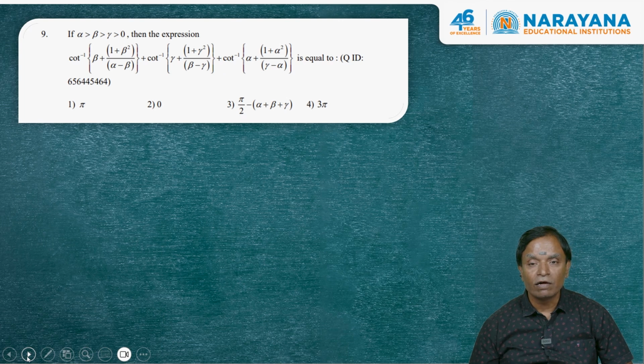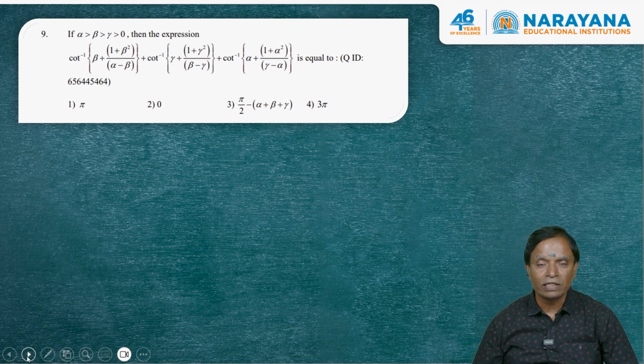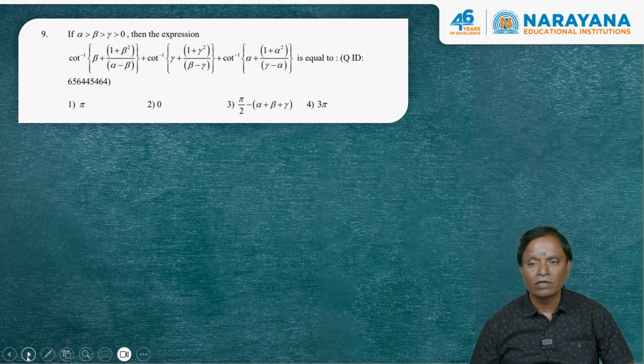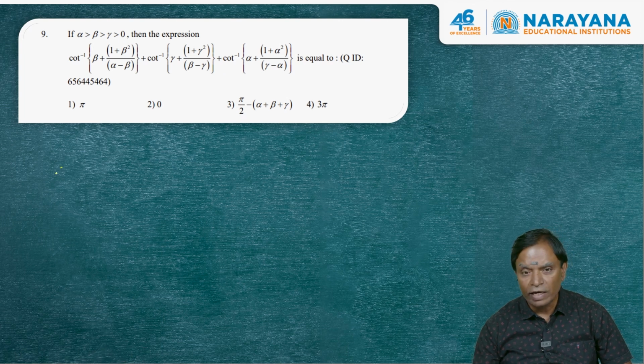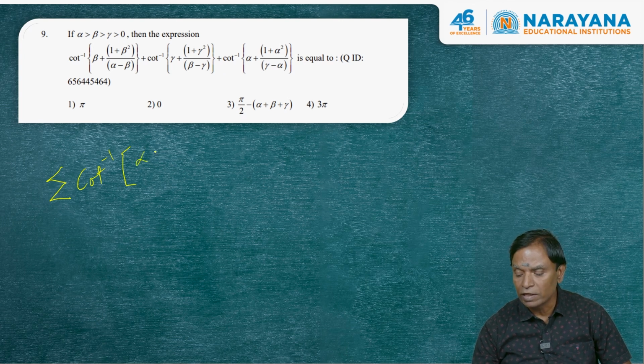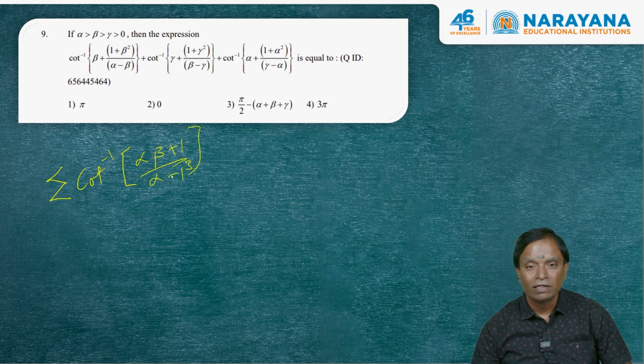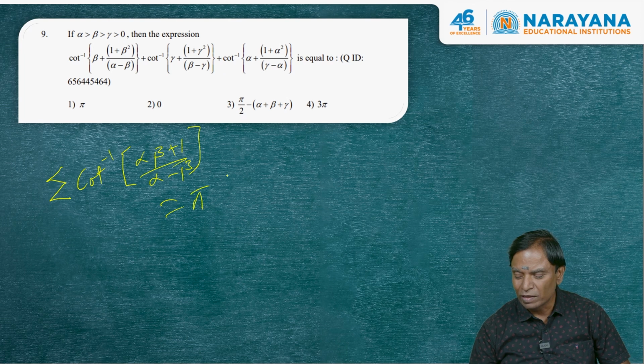You are given cot inverse, such a big expression, alpha, beta, gamma greater than 0. Now you can look at, I can write it as simply sigma cot inverse of alpha beta minus beta square, that is alpha beta plus 1 by alpha minus beta. Now this is a well-known problem. You can put alpha, the well-known problem which is pi. There is no need to discuss.